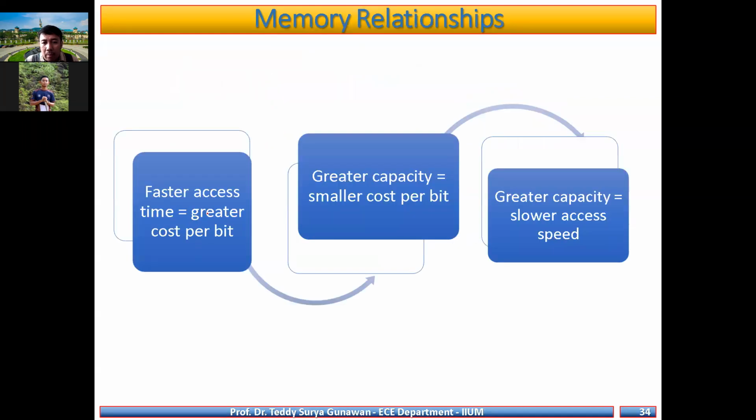So faster access time means greater cost per bit, so it's expensive. Anything you want faster will be expensive. Greater capacity means smaller cost per bit. If you have bigger capacity, when you average it, it will be a smaller cost, so it will be cheaper. But greater capacity is also slower. Bigger is cheaper, but the big capacity also normally has slower access speed.